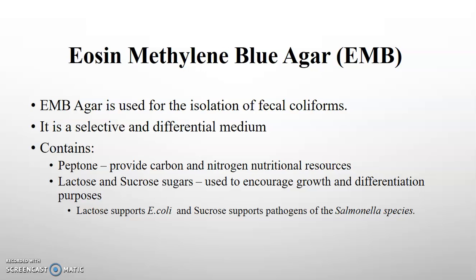This is different because when we did the mannitol salt agar, it only had mannitol as a sugar source. When we did the MacConkey agar, it only had lactose as the sugar source. So the EMB plate is unique in the sense that it actually contains two sugars, lactose and sucrose. And these sugars do tell us something about bacteria. Typically, bacteria that are commonly found in feces, like E. coli, they're going to use the lactose.